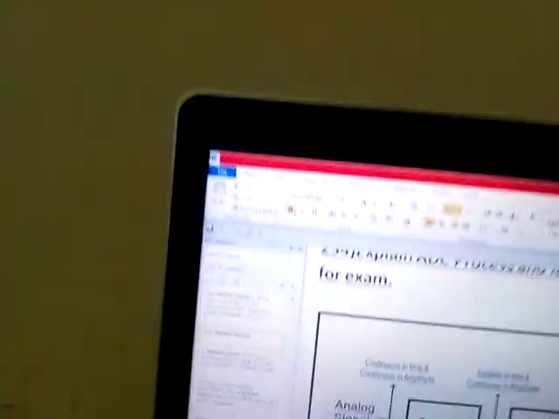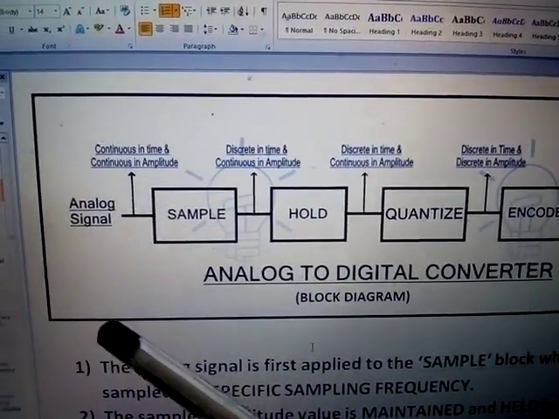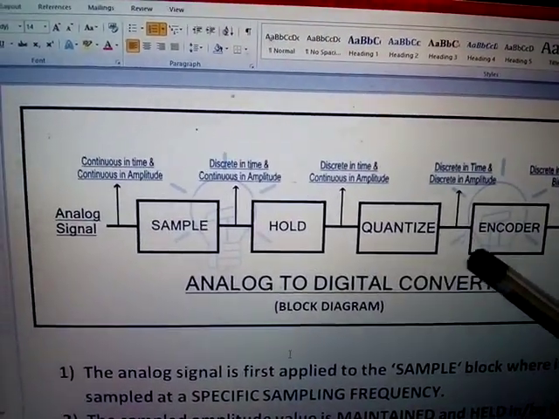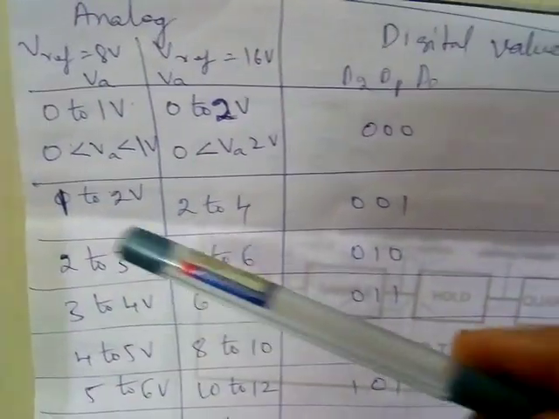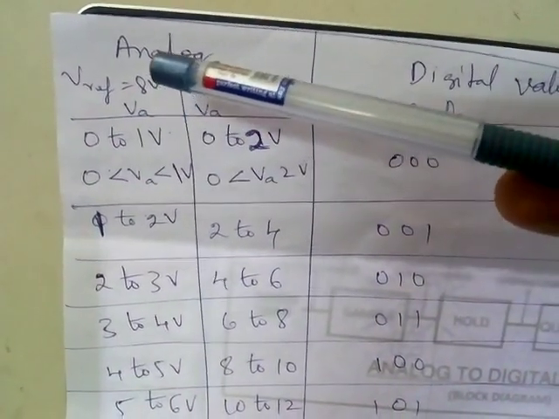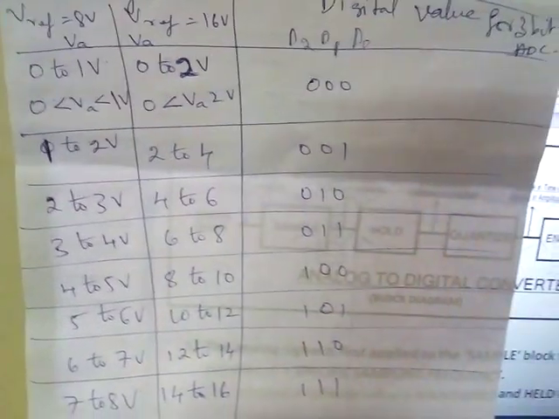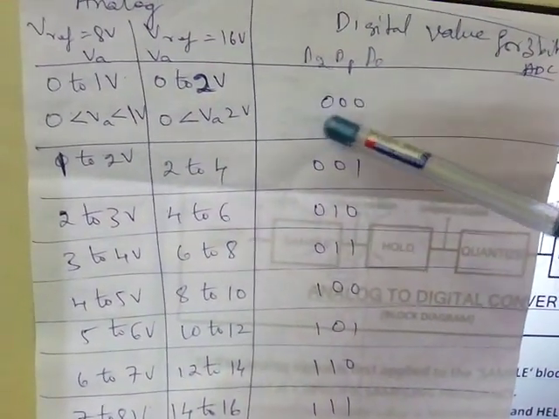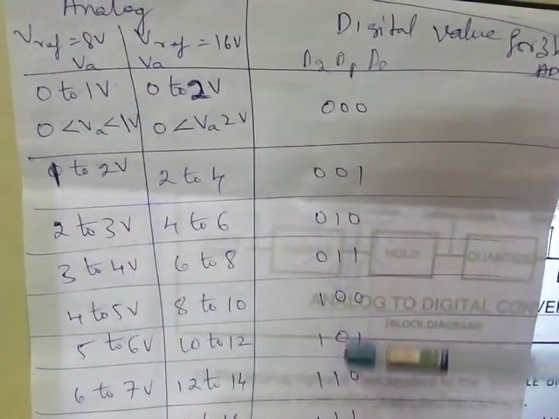Now there are 4 blocks here: sample, hold, quantize and encoding. We have quantized as well as encoded here. Dividing this 8 volt into 8 steps is called quantization. And coding means 000, 001. So this is the ADC output. The final output should be like this.